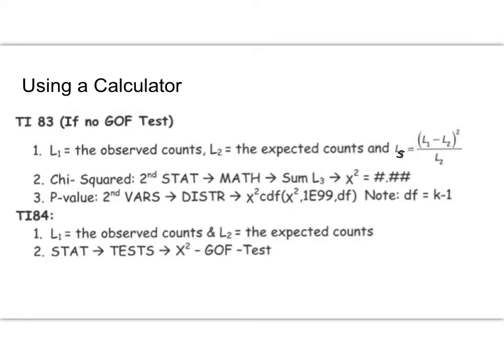If you're lucky enough to have a TI-84, in list 1 you put the observed counts, in list 2 you put the expected counts, and then you go to the chi-square. It's chi-square GOF test. That stands for chi-square goodness of fit. So you can't do the chi-square directly with a TI-83, but you can with a TI-84.